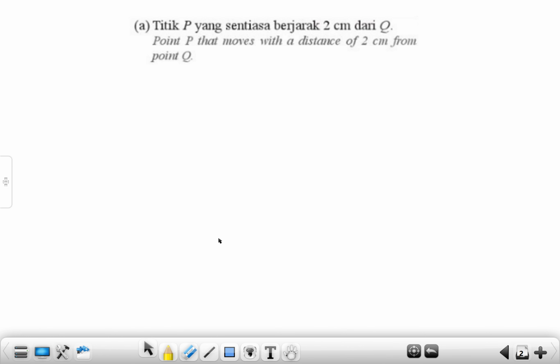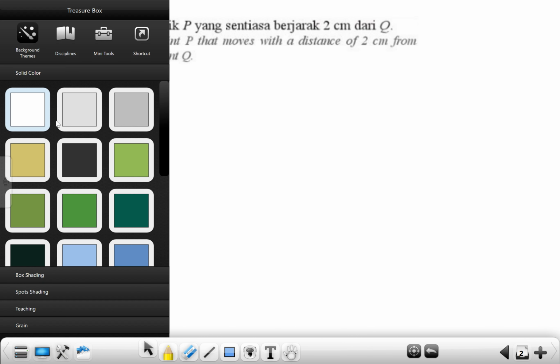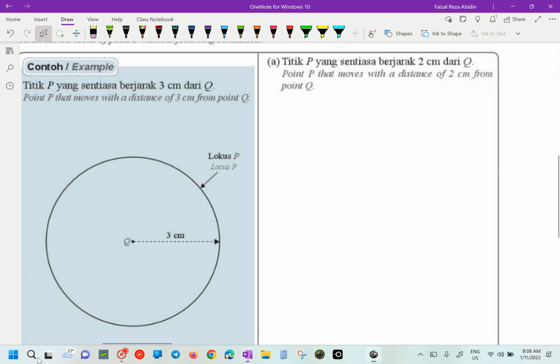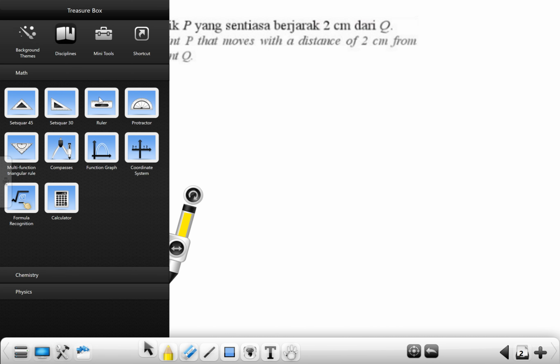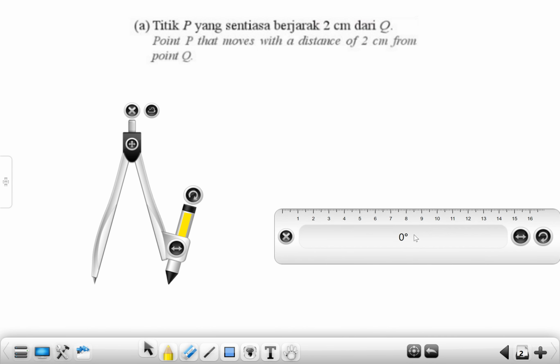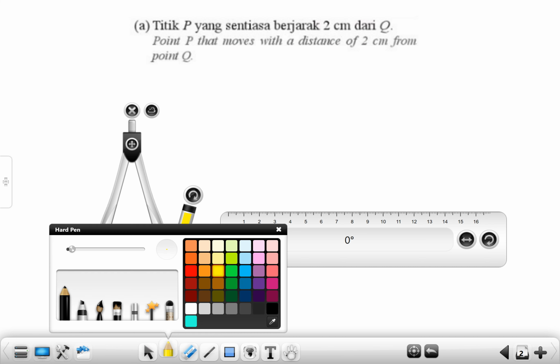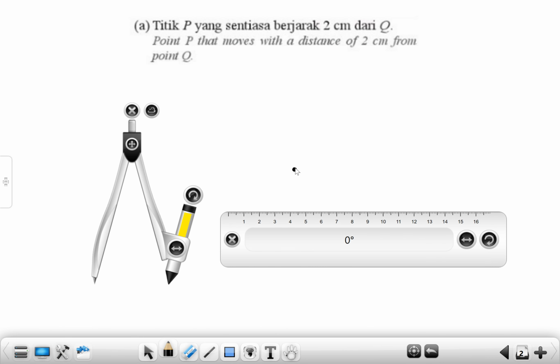Okay, so what I need is the compasses and a ruler. So, in our question, what must we have first, girls? Point. What point? Point Q. Yes, we are going to have point Q first. So I have to make one point and name it Q.